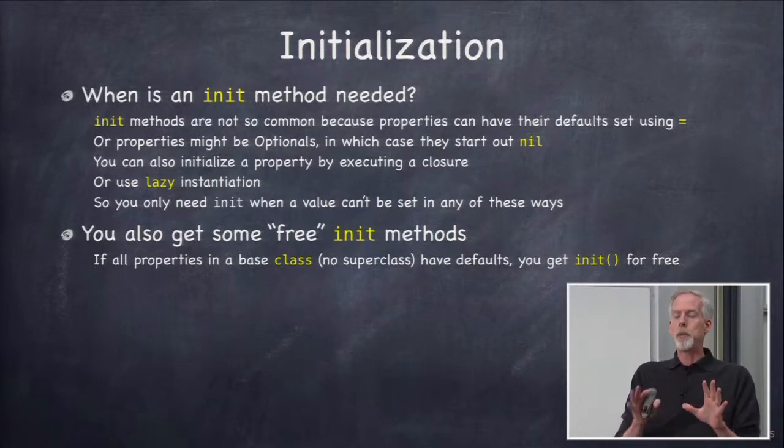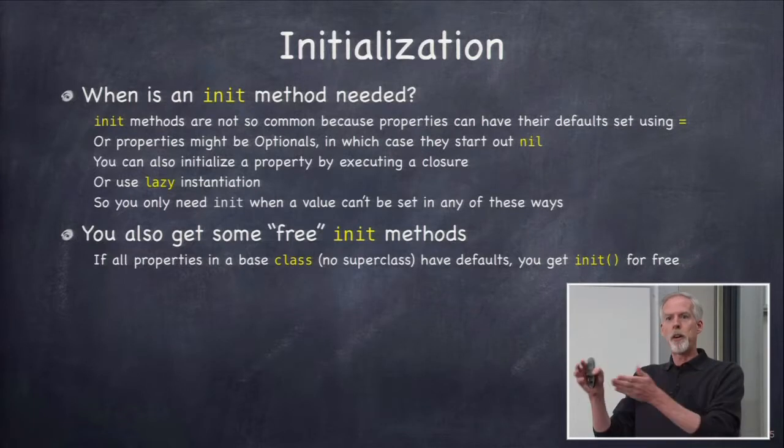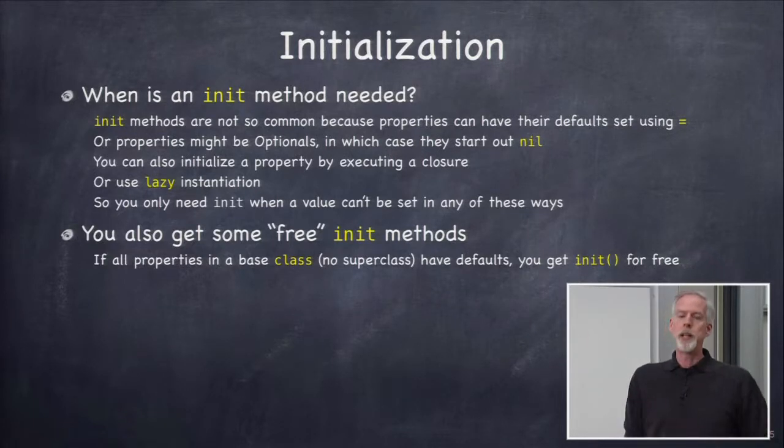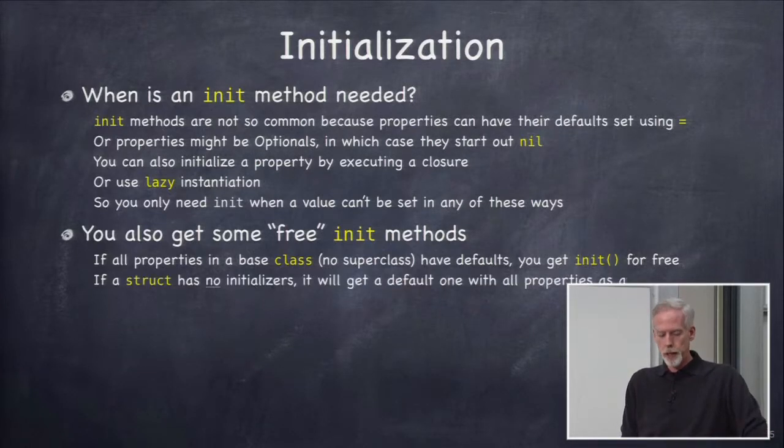So if we hadn't implemented calculator brain's init, of course, we still could have said brain equals calculator brain parentheses. That's because we got a free init in calculator brain because we initialized all our defaults using equals something. So that's one way to get an init.